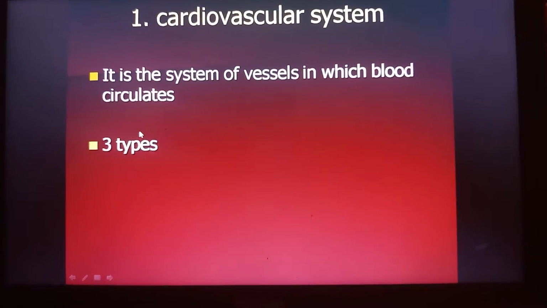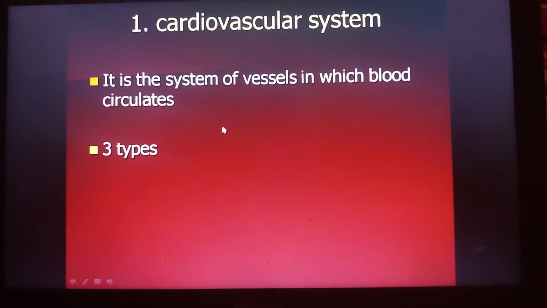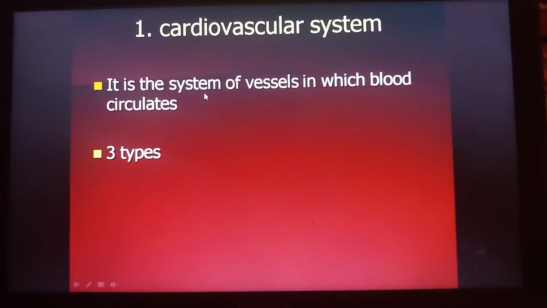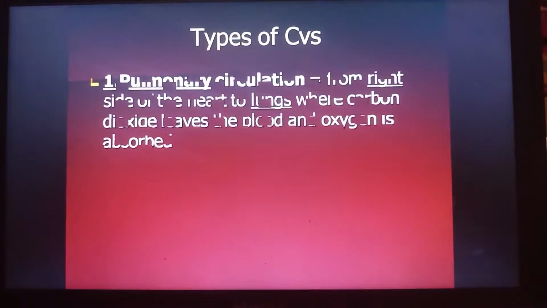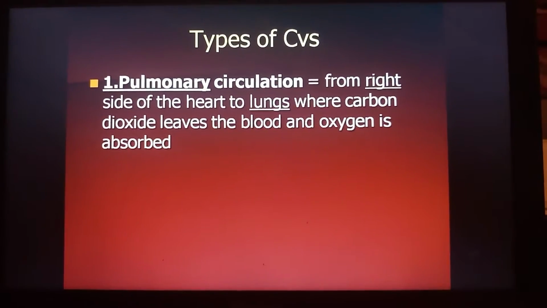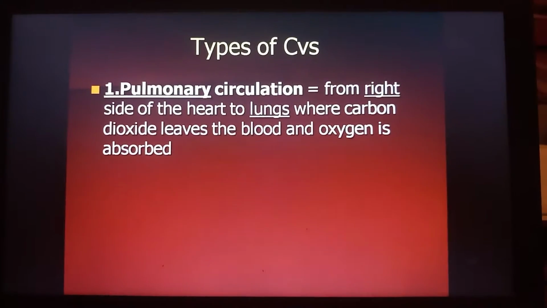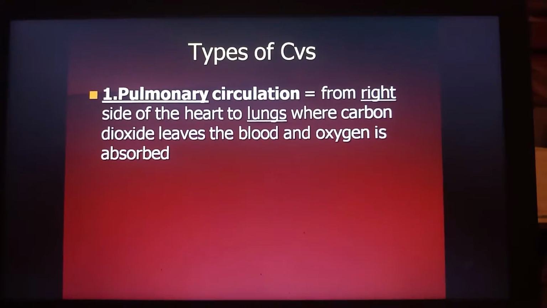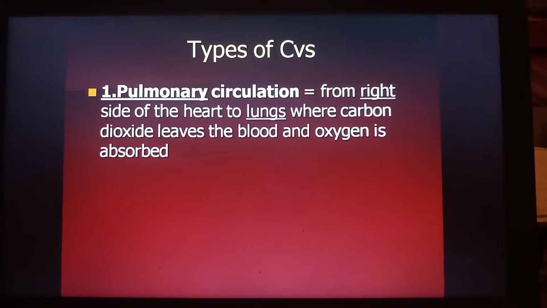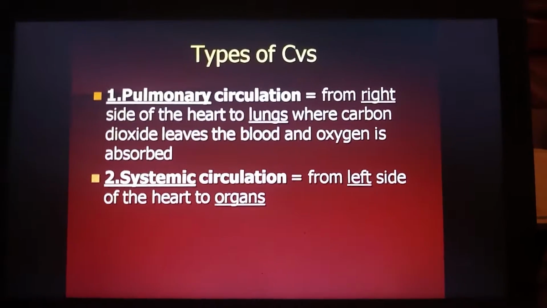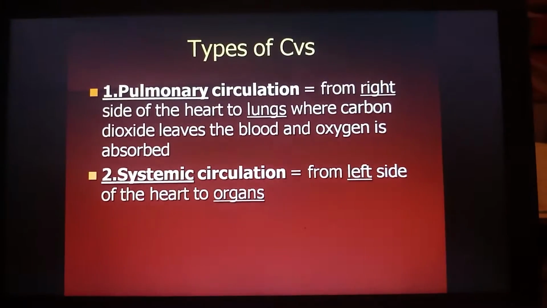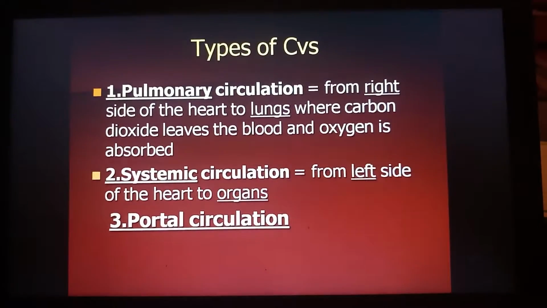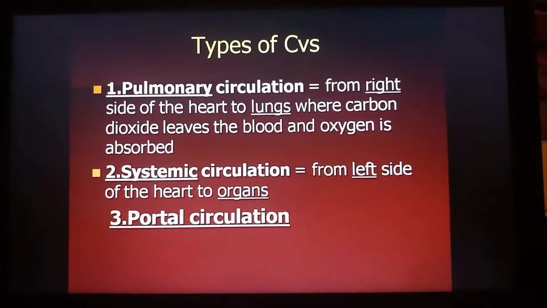As the name indicates, it is the system of vessels in which blood circulates. It is of mainly three types. Number one is the pulmonary circulation, from the right side of the heart to the lung, where carbon dioxide leaves the blood and oxygen is absorbed. Second one is the systemic circulation, from the left side of the heart to the organs. And third type of CVS is the portal circulation.